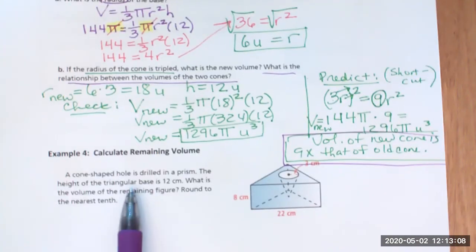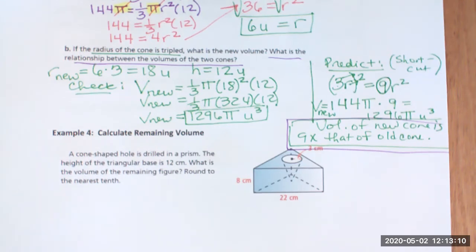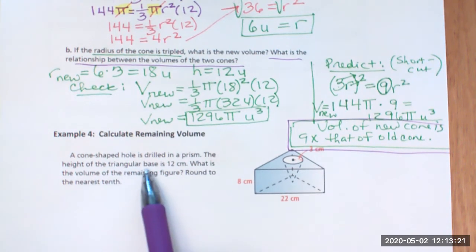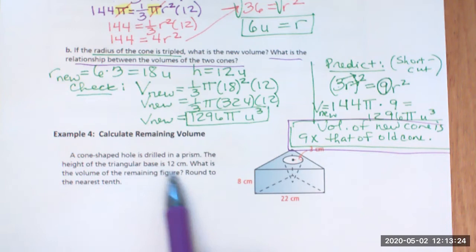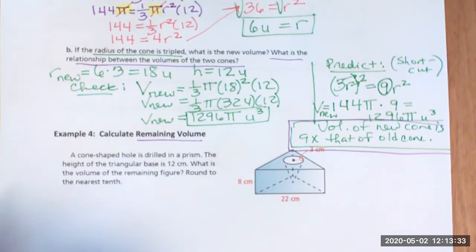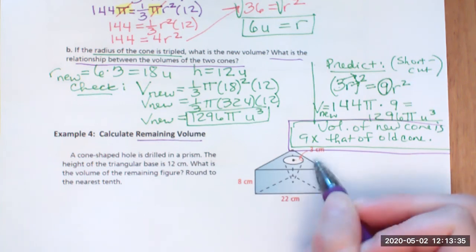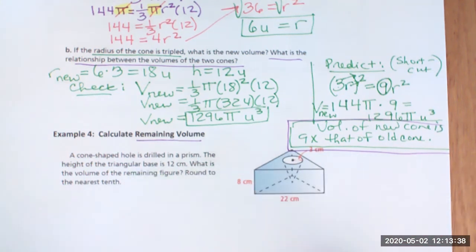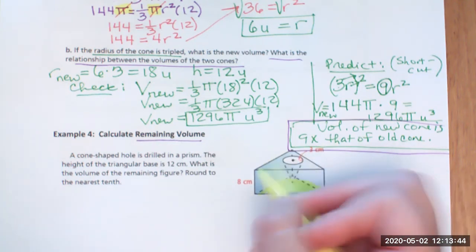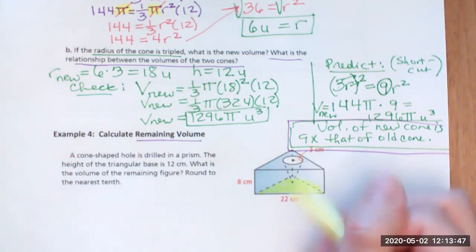All right, last question in section 11, topic 11.3 from Pearson. A cone-shaped hole is drilled in a prism. The height of the triangular base is 12 centimeters. What is the volume of the remaining figure round to the nearest tenth? So we're calculating remaining volume here, okay? Originally, we have a triangular prism. And when they're talking about the height of the triangular base, okay, you have a triangular base here, of course, and of course, up here, we have a triangular base as well, right? That's parallel to it because it's a prism.